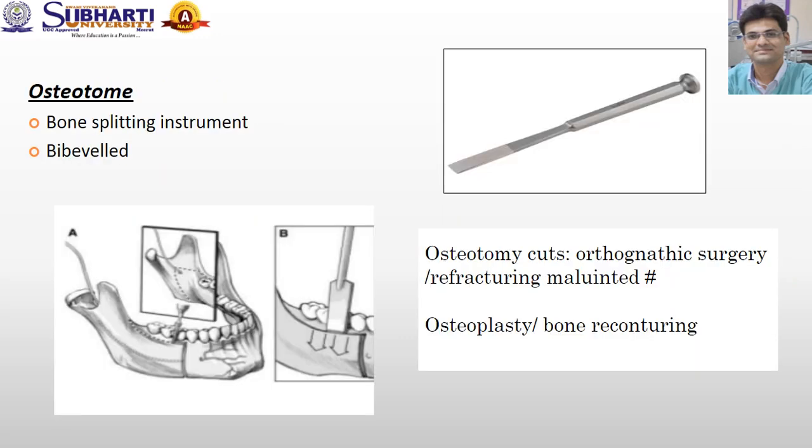Whereas the osteotome is a bone splitting instrument, it is bibevel as compared to the chisel which is monobevel. It is mainly used for giving osteotomy cuts in cases of orthognathic surgery, refractory mandibular fracture, osteoplasty, and bone recontouring. This instrument is available in straight or curved form.